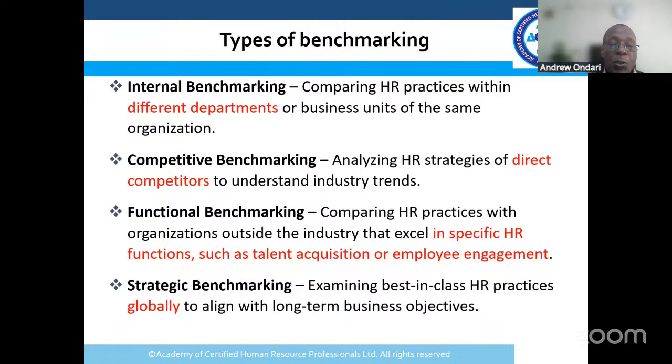So why do we do this strategic benchmarking? It is because we want to improve our performance as an organization and also achieve long-term objectives, especially when we are talking of expansion into other areas or other countries.